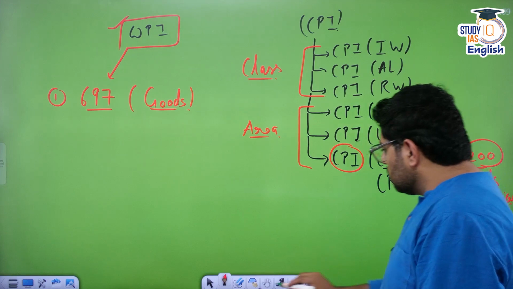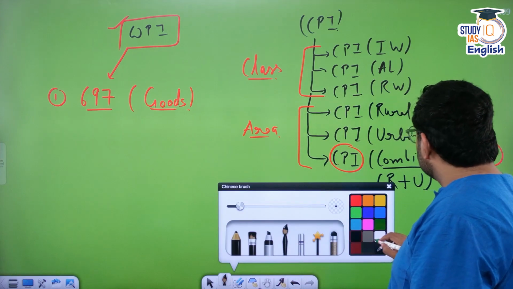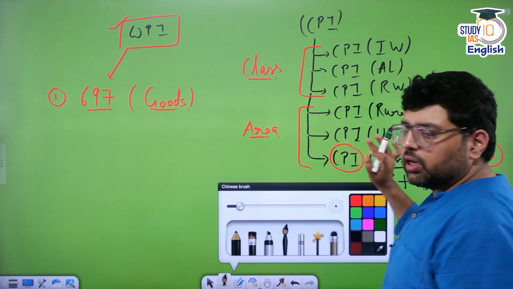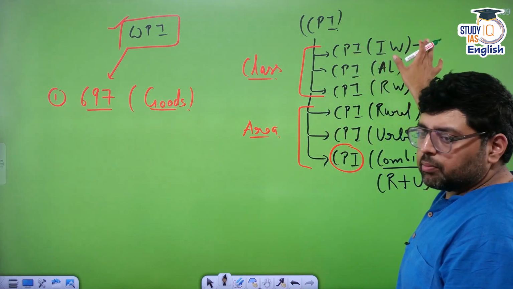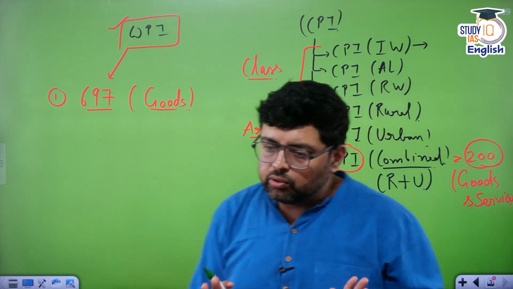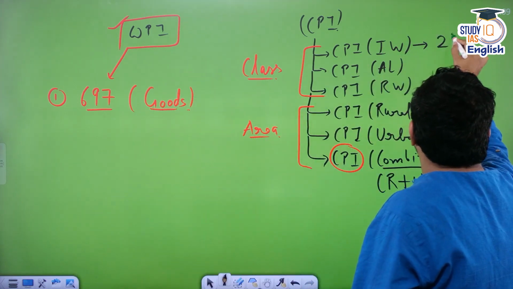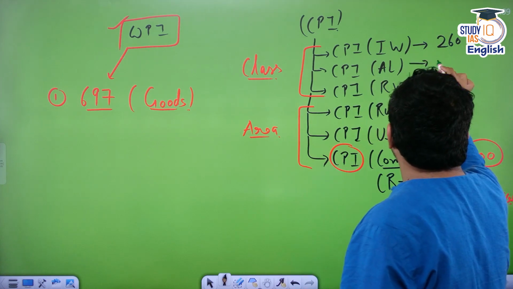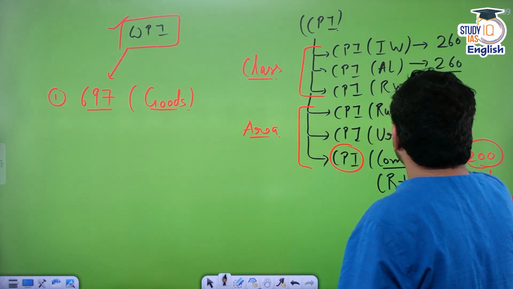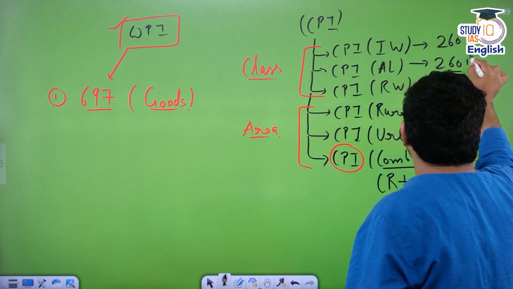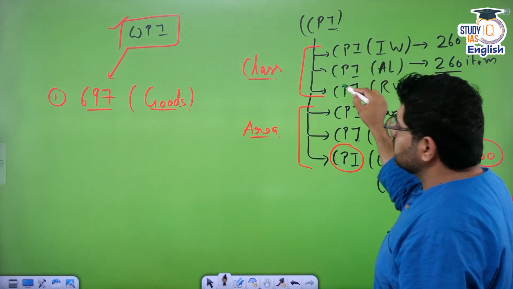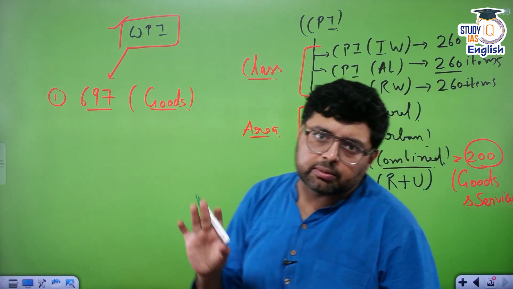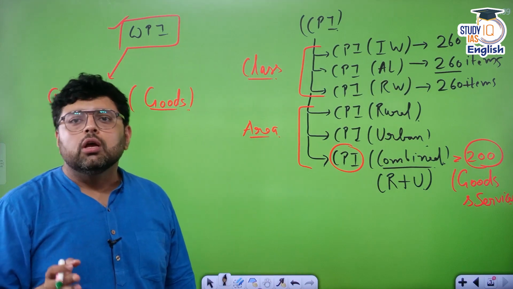Although, if you are interested to know how many items are there in IW, AL and RW, I'll tell you that also, but for your exam it is not relevant. These numbers are not relevant for your exam, but for your curiosity I'll tell you in this class. CPI IW has 260 items, and all these items are both goods and services. Similarly, AL also has 260 items, and rural worker also has 260 items. So 260 items each in all these three. When I use the word items, it means I am talking about essential products, and these essential products include both goods and services.